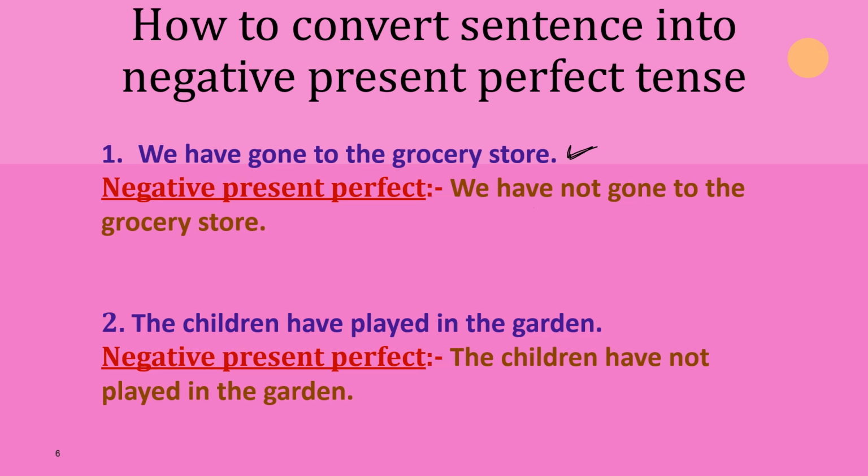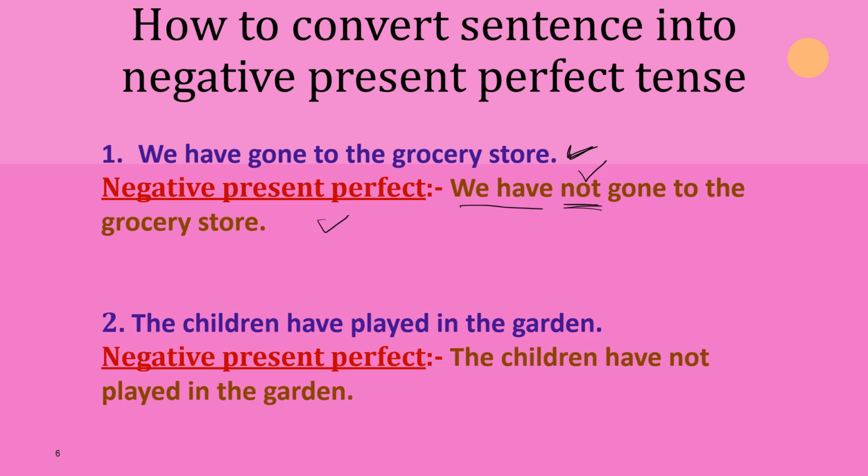We have not. Now this not has made the sentence negative and the rest of the sentence will remain the same. In the last sentence we have seen, we just have to add the not and the sentence will become negative. So we have not gone to the grocery store, and this sentence has become the negative present perfect tense.